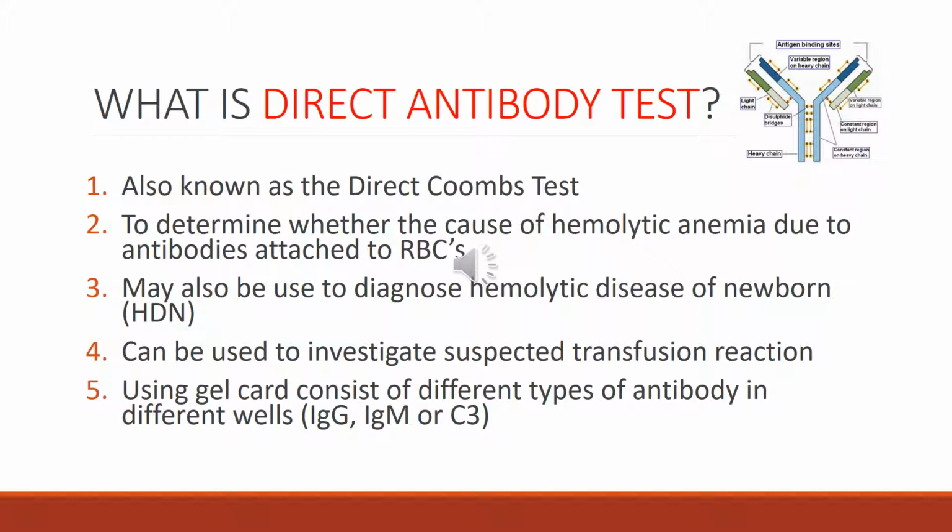A DAT can be used to help diagnose hemolytic disease of the newborn due to an incompatibility between the blood types of a mother and baby. When a baby is born, the mother may be exposed to the foreign antigens on the baby's RBCs and may produce antibodies directed against the baby's RBC antigens. This may occur when a rhesus positive baby is born to a rhesus negative mother.